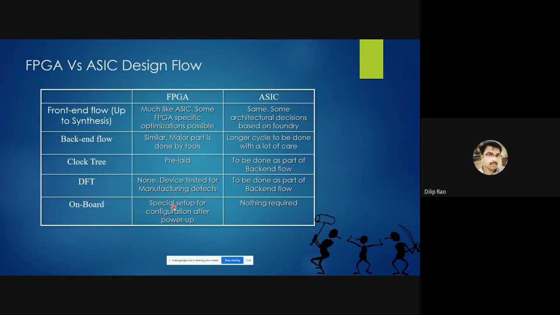On board, once you have an ASIC out of a fab, you don't have to really bother about downloading the configuration or programming that part, except programming the non-volatile memories, which is definitely the case. However, for an FPGA, you need to have configuration data in terms of a bit stream, and that has to be programmed once the device is powered up.